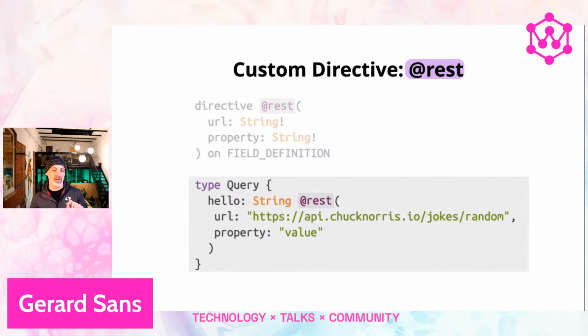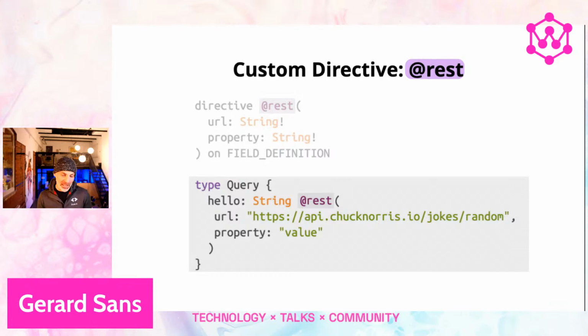So I'm going to use the hello query, which returns a string with a welcome message. And I'm going to change it now to use this rest directive. So actually what I'm doing here is I'm changing a query, and it's going to be using a different API. In this case, it's going to be the Chuck Norris API. So it's very flexible. So this is a very innovative approach.